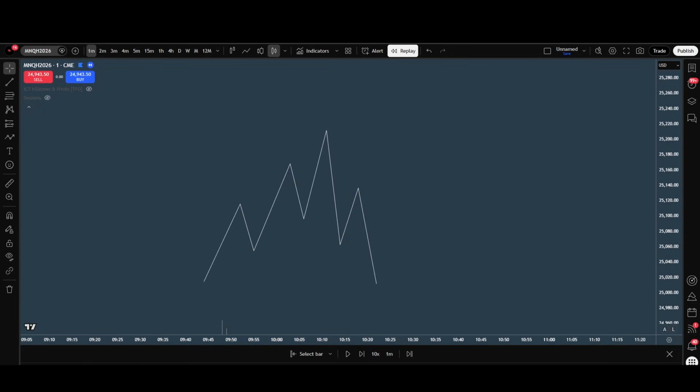Now, our manipulation leg is usually the final push before the reversal move on the lower time frame. In simple terms, it's this final sweep of liquidity before price pushes in the opposite direction. But how do we even know this is our manipulation leg? And more importantly, what are the characteristics to be able to identify it? So usually the first leg up is the sweep of liquidity. Let's just say, for example, this is your previous day high.